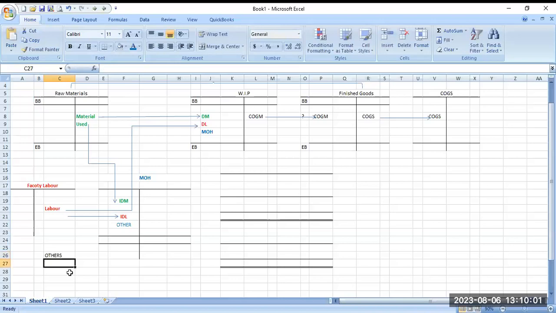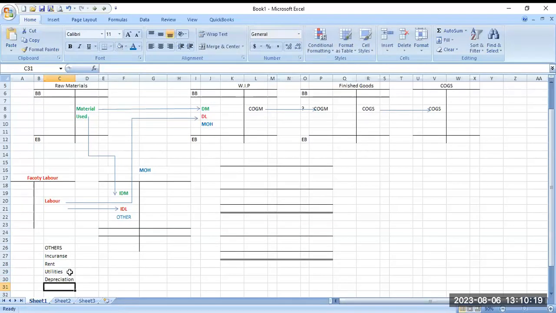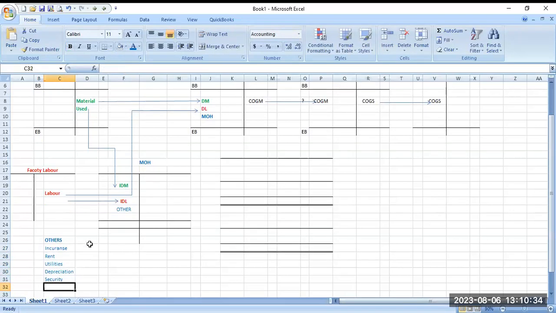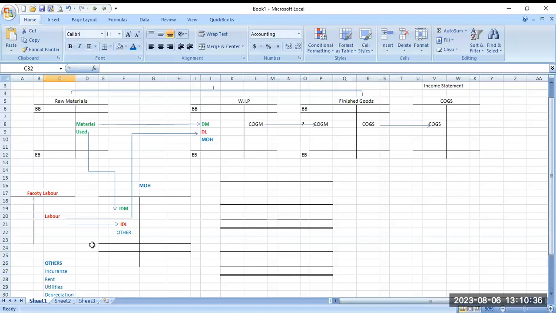That will be insurance, rent, utilities, depreciation. Furniture is not going to be here. Furniture will be an asset, but as depreciation, it's going to come here. Once we have depreciation, then we're going to transfer the cost of the furniture and anything else, security, and many other things. Let's not specify, but let's call it other.